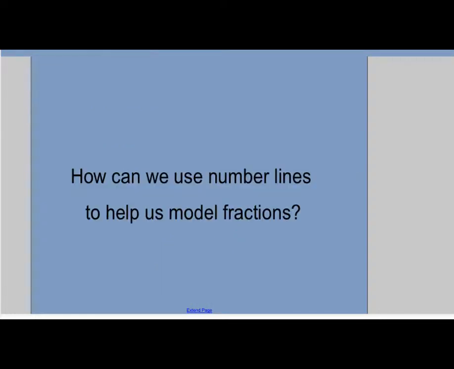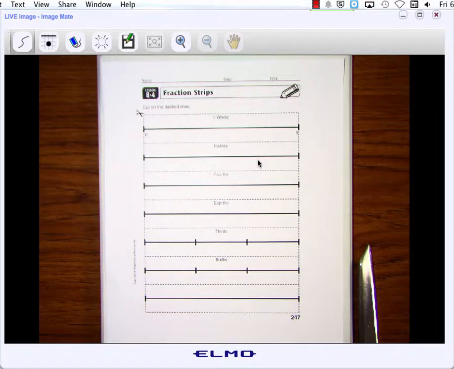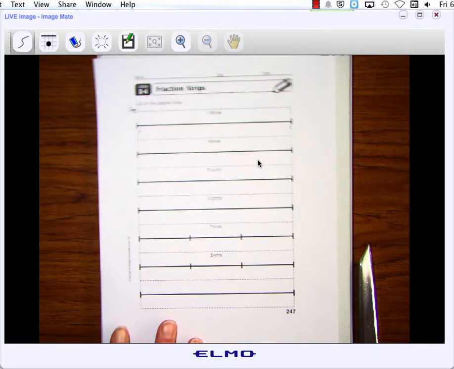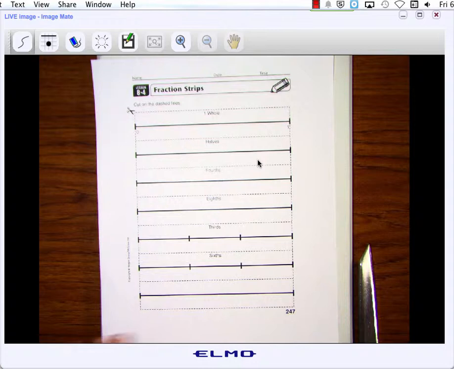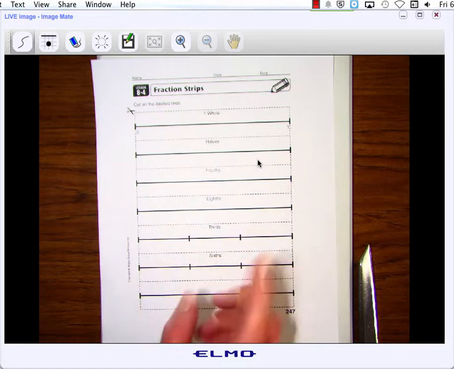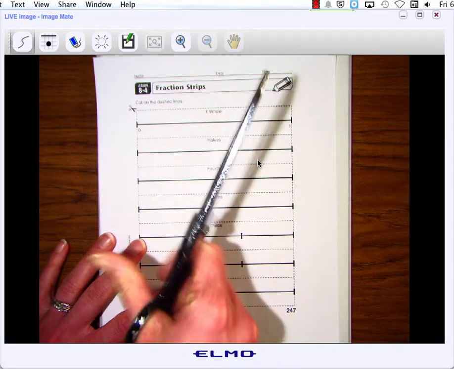How can we use number lines to help us model fractions? Well, I wanted to show you a tool of mine, and these are some fraction strips, and I want to show you how I'm going to cut them out to use them to help model fractions on a number line. So get ready, because here we go.